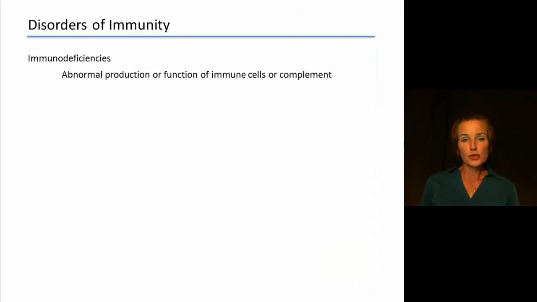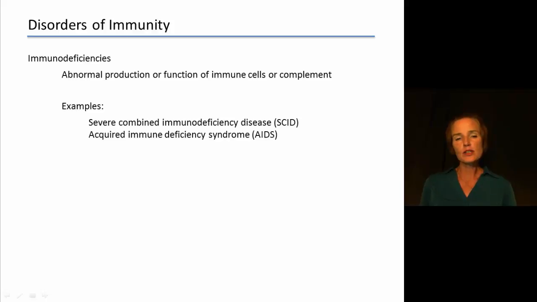Another example of a disorder of immunity is going to be immunodeficiencies. Immunodeficiencies are when we have abnormal production or function of immune cells or complement. Some examples of those are severe combined immunodeficiency disease, which is SCID, and then also acquired immune deficiency syndrome, which is AIDS.